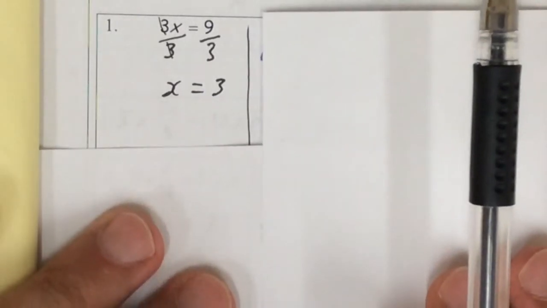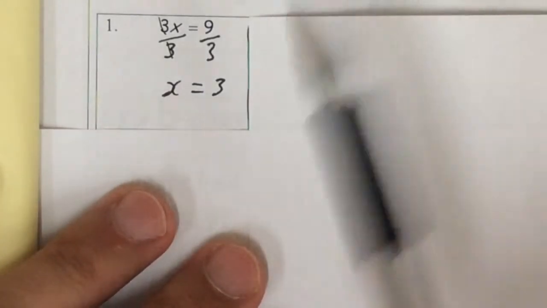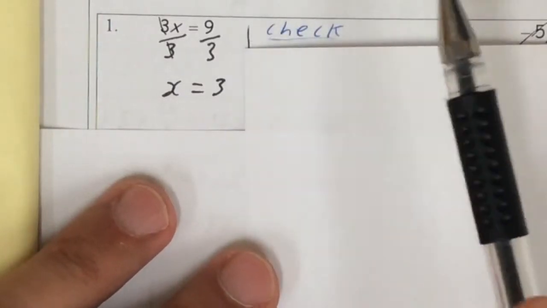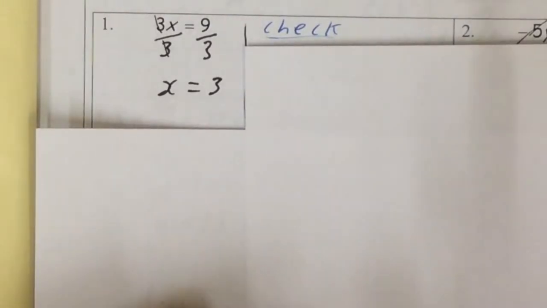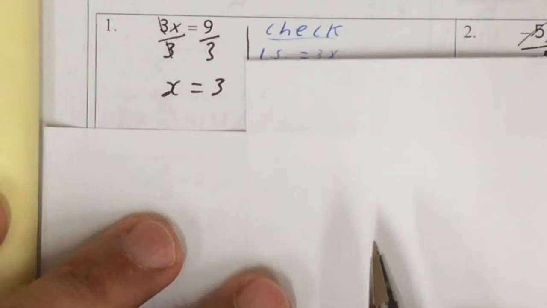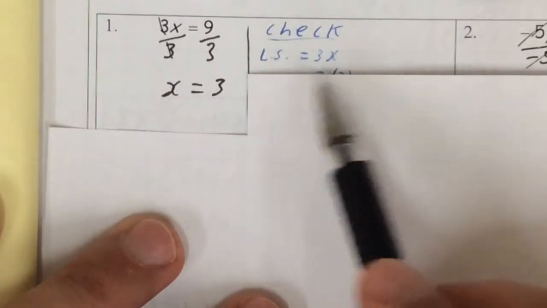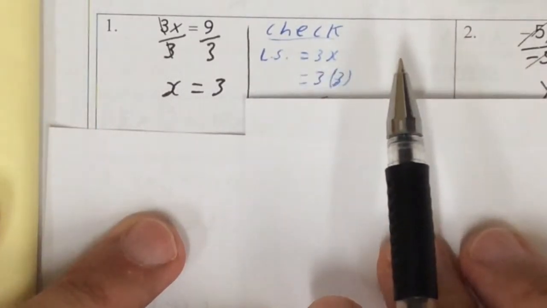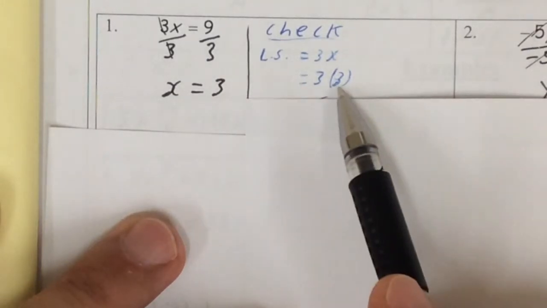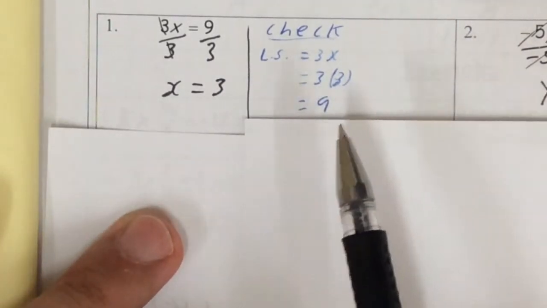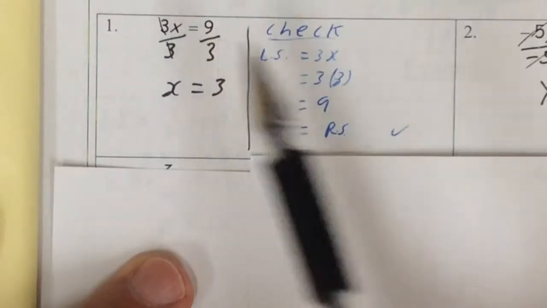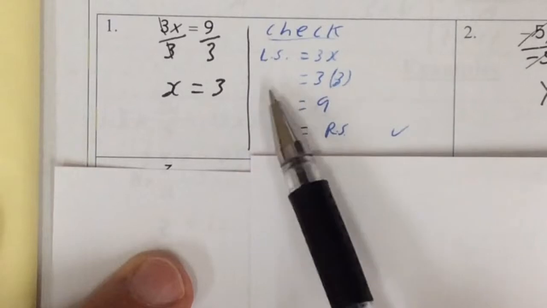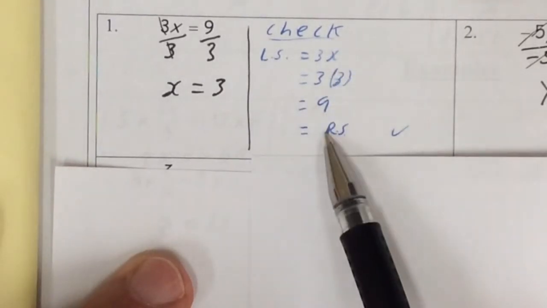Fairly straightforward. Now, you want to check this. Okay, so you want to make sure this is true. And when you do a formal check, you need to check the left side of the equation and the right side of the equation. You cannot put an equal sign between them until you know that they're equal. So we're going to look at the left side. The left side is 3x, 3 times 3, because x is 3. And 3 times 3 is 9. Now the right side of the equation was 9. So it's true. We've got it right. The left side equals the right side after we've checked it.